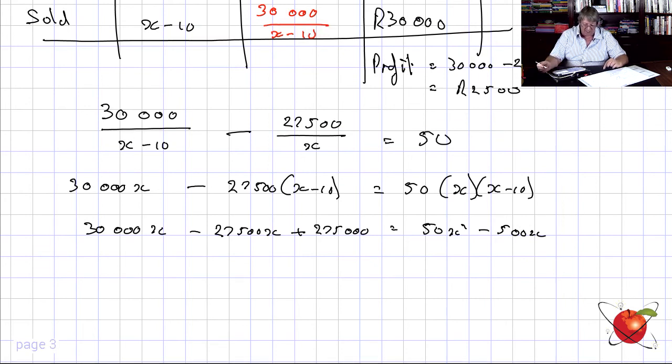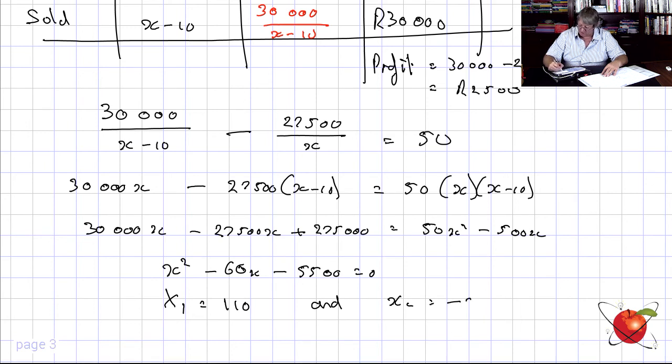So what you eventually get it down to, you bring that across, make it a quadratic. You're going to divide by 50, sorry, minus 50, and you end up with this: x squared minus 60x minus 5500 equals 0. And you go and put that in, and you get x1 is equal to 110, and x2 is equal to minus 50. Cannot have a minus, okay?